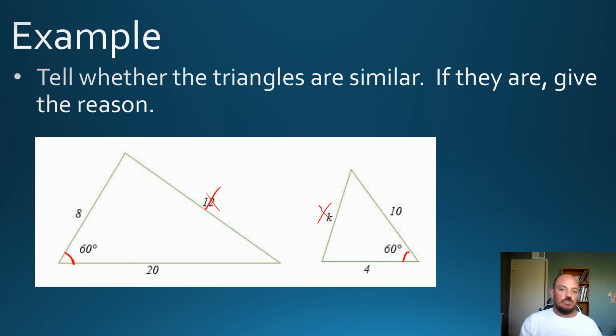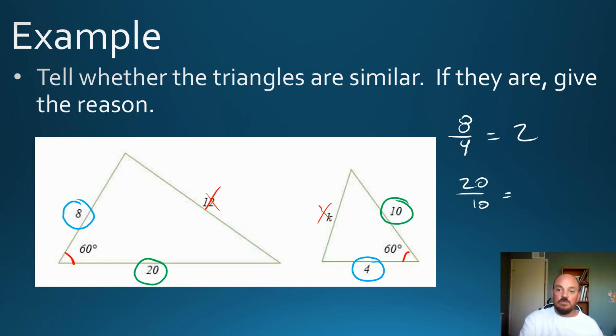So what I want to do is the two numbers that are kind of around the angle, the 8 and the 20 and the 4 and the 10. So let's do it just like we did with SAS. Let's match up by size. Of the 2 sides, the smaller one here is the 8 and the smaller one here is the 4. And of the 2 sides, the bigger one here is the 20 and the bigger one here is the 10. So let's divide and see what we get. With the blues, I get 8 divided by 4, which is 2. I don't even need fractions, that's an easy one. With the greens, I get 20 divided by 10, which also equals 2.